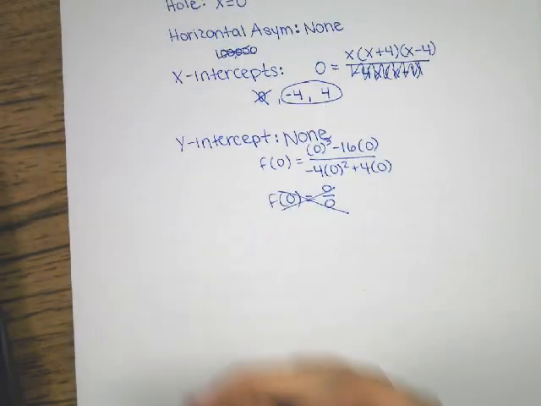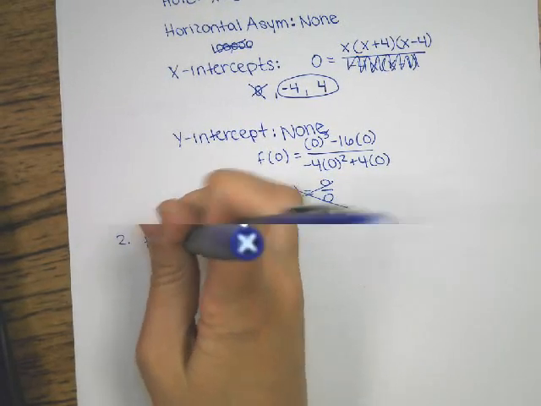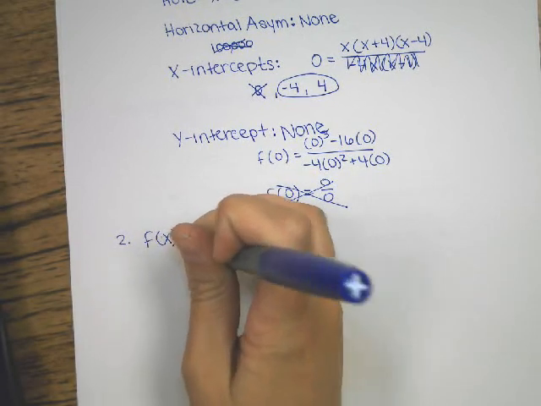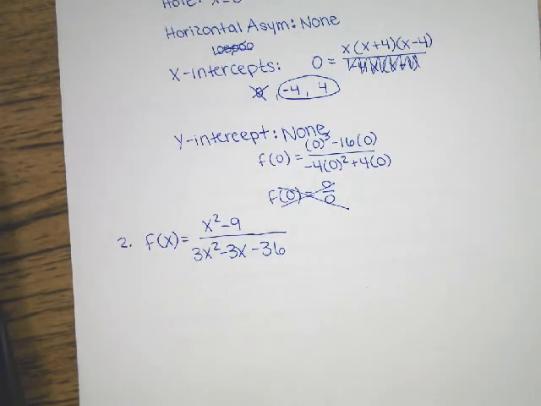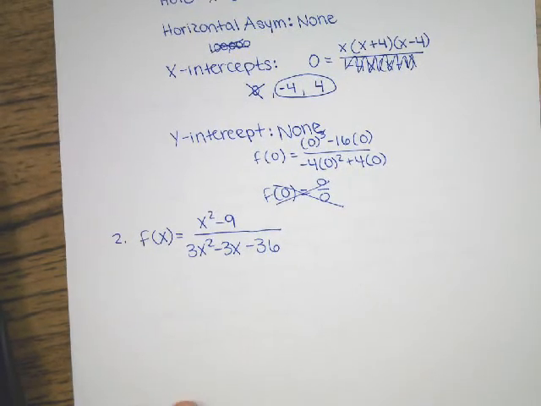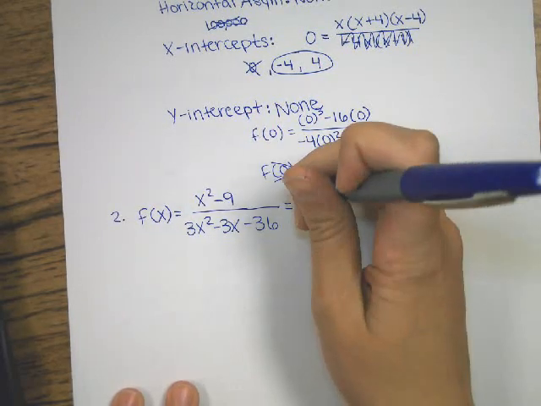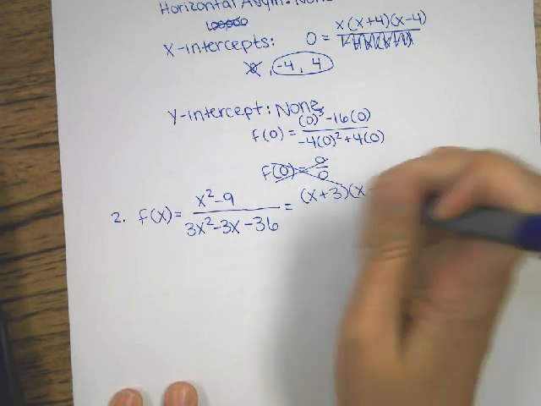Alright, let's look at another example. So example 2. We're going to do f of x equals x squared minus 9 over 3x squared minus 3x minus 36. The first step here is going to be to factor it so that we can get a better understanding of these different properties. So the top factors as x plus 3 times x minus 3.